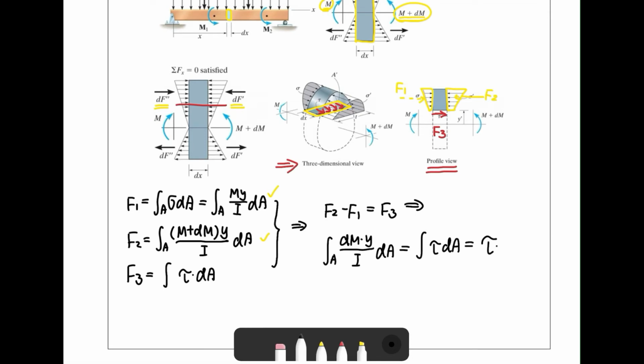Okay, so now let's take a look at here. We have shear stress for F3, and then we need to find out the dA. So what is the area of this yellow area I just shaded? You can see that's the dx, the width, times the cutting width here, which is t. So if we combine all of them together, we should be able to have tau, the shear stress, equal to this.